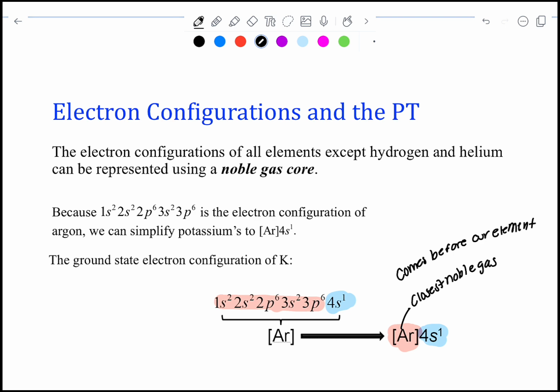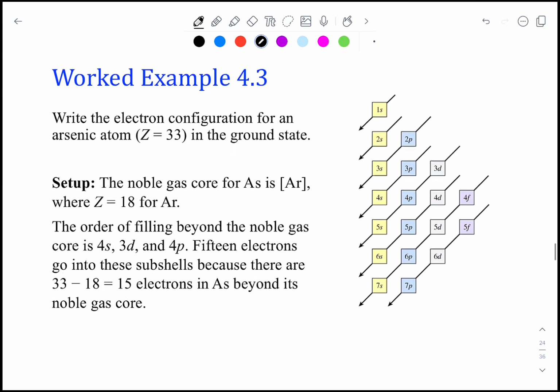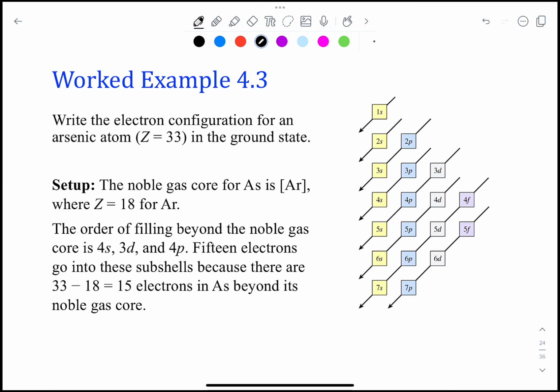Okay, so let's do some practice problems here. We want to write the electron configuration for arsenic, which has 33 electrons in its ground state. When it says in the ground state, it just means nothing, okay? We can basically ignore that because we're not moving any of those electrons into a higher lying excited state or any of those higher states. So that's just what it's saying.